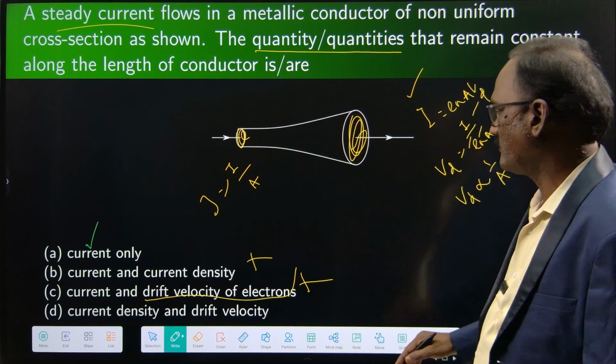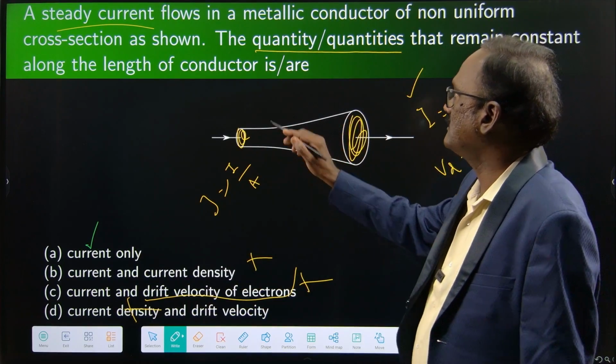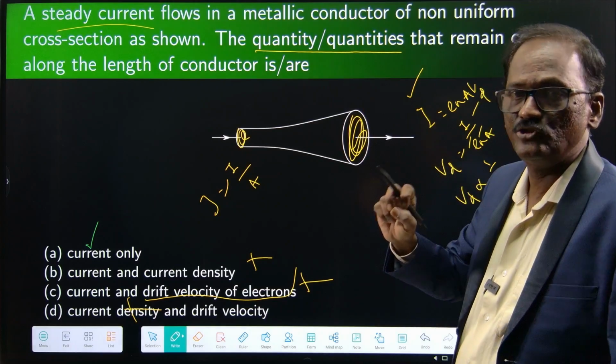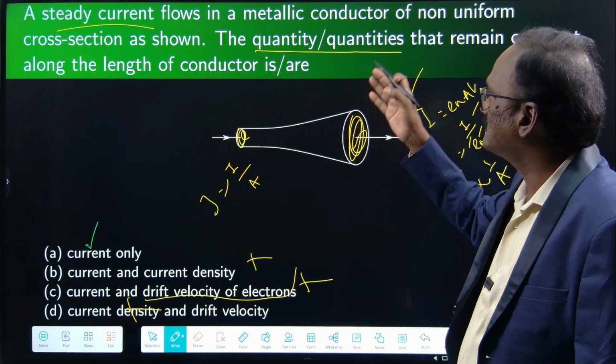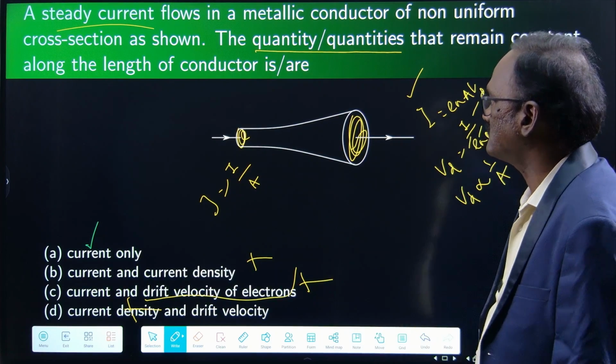Current density and drift velocity, current density should not come, right? So current only. The quantity or quantities, right? They are just misguiding you. They have included the word quantities to confuse you. But current only is constant, right?